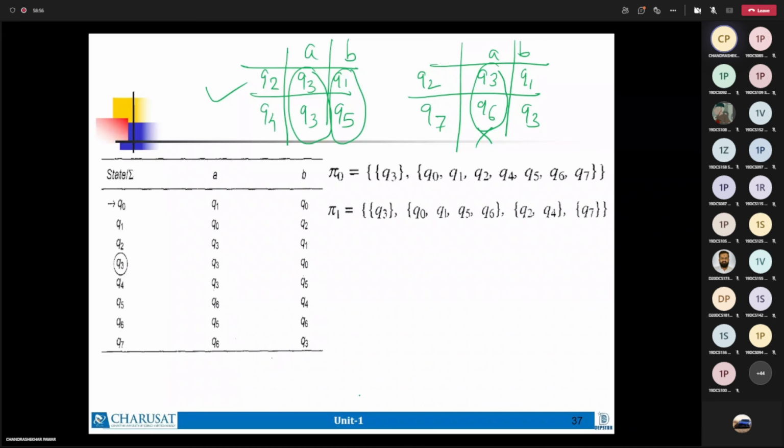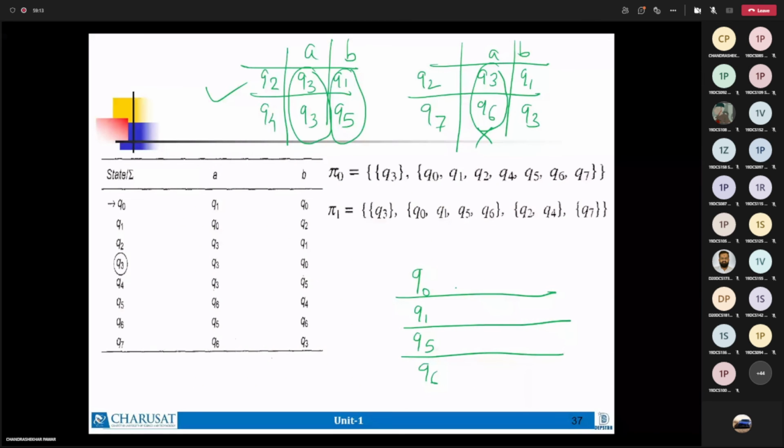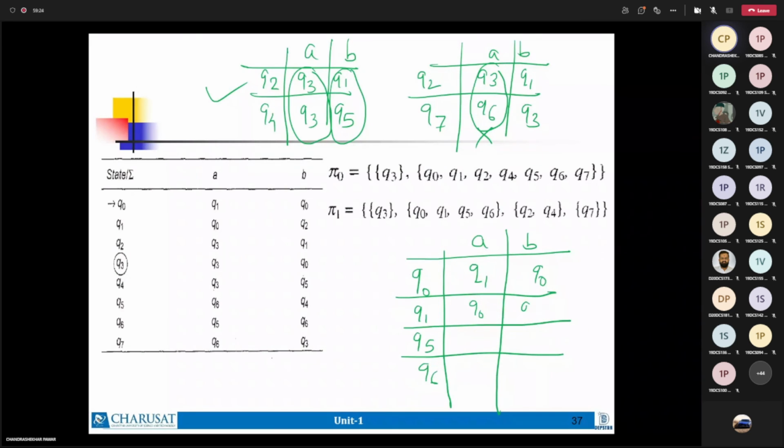Whether Q0 is still equivalent with Q1, Q5 or Q6 or not, that we have to check. Q0 is equivalent with Q1, Q5 and Q6 or not. So let's see. On inputs A, B, the transitions of Q0, Q1, Q0, Q1, Q0, Q2, Q5, Q6, Q4, and Q6, Q5, Q6.